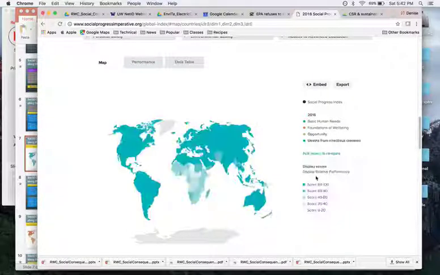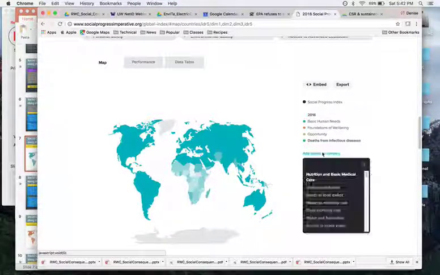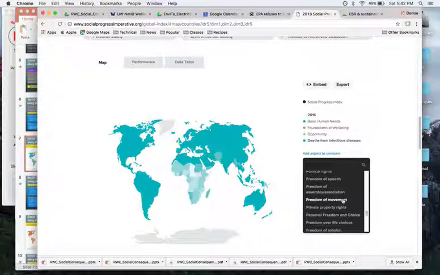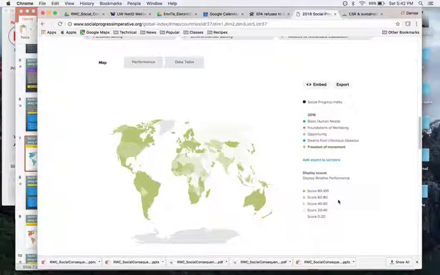For example, we can look at deaths from infectious diseases around the world, or we can look at a more advanced measure used to predict opportunity, such as the freedom of movement in countries around the world.